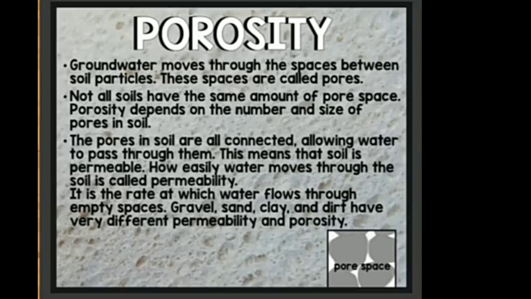This means that soil is permeable. How easily water moves through the soil is called permeability. It is the rate at which water flows through empty spaces. Gravel, sand, clay, and dirt have very different permeability and porosity.